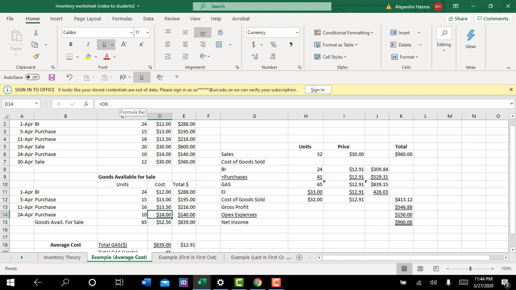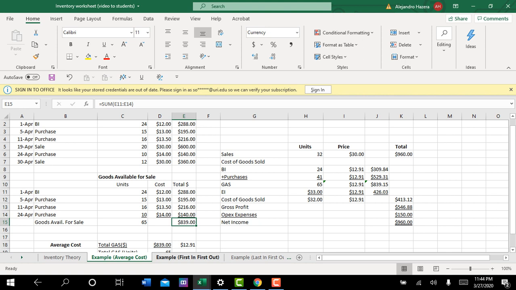Okay, so this is the average cost method. In the average cost method, you first calculate your goods available for sale. So you basically have 65 units total that you could have sold. In units, your goods available for sale are 65 bats' worth, and there's some rounding error in here, like 15 cents, so your goods available for sale are worth $839.